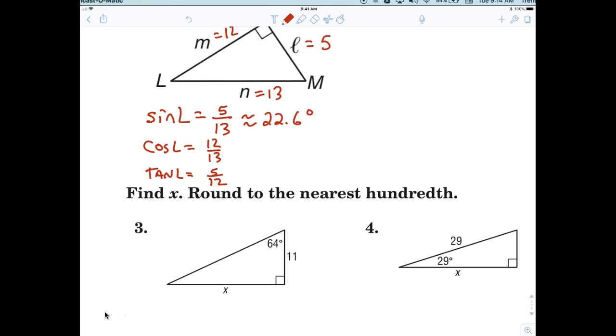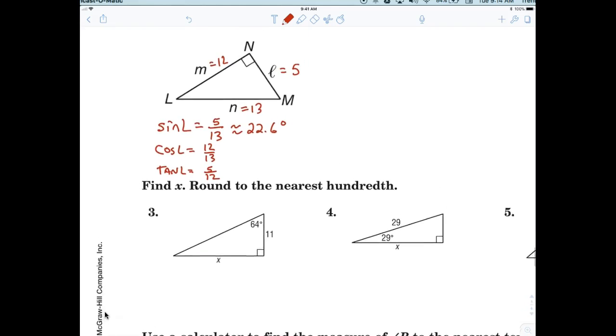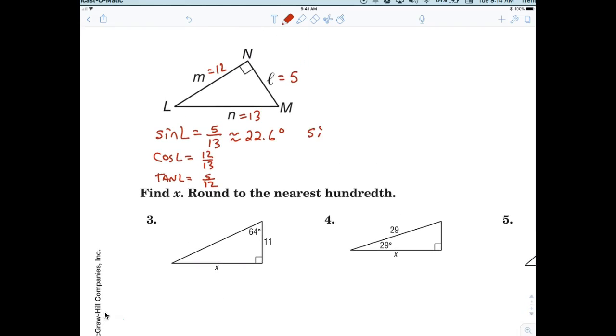All right? Now, if I want the sine of M, you just do the cosine of L. Sine of M is 12 over 13. Cosine of M, 5 over 13. Tangent is the reverse, the reciprocal.